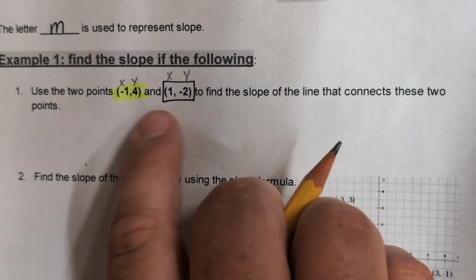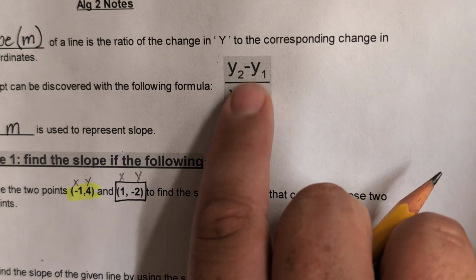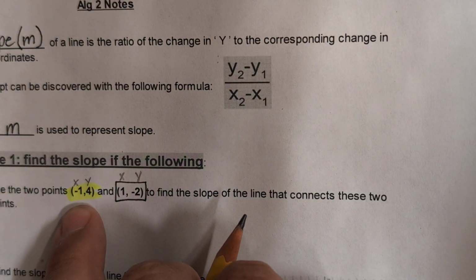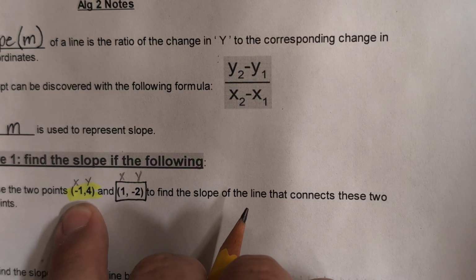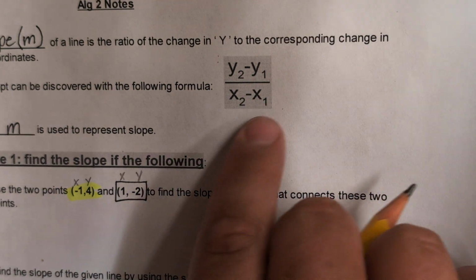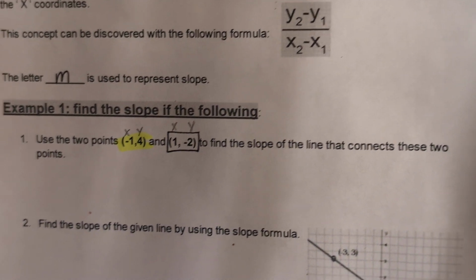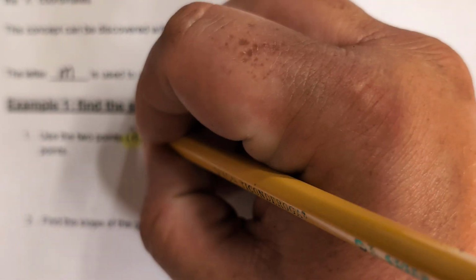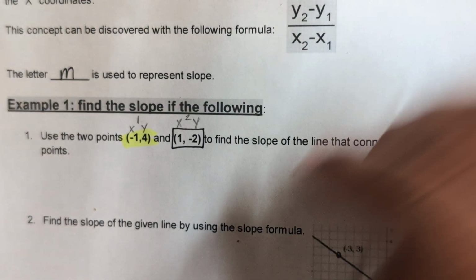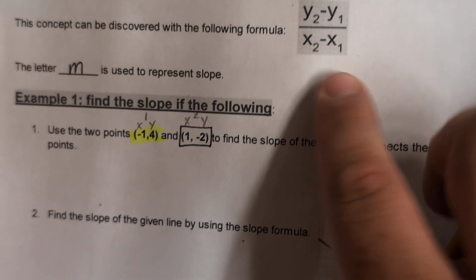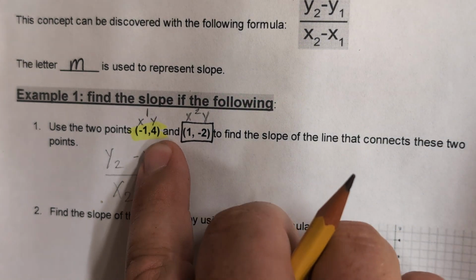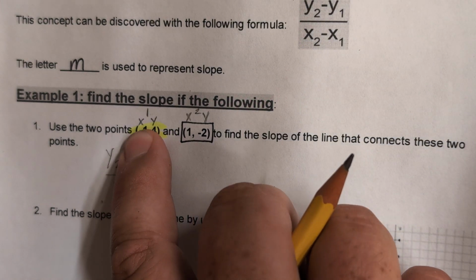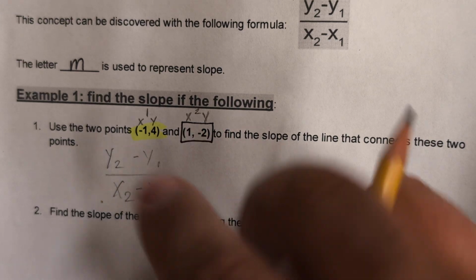Now I need to give one of these points the title of being number 1, and I need to give one of these points the title of being number 2. So that's what I'm going to do right now. This one shows up first. This will be my 1, making this my 2. Now I'm just going to take these points and plug them into this formula here. So y2 minus y1 over x2 minus x1. So this is my y1 and this is my x1. This is my y2, this is my x2.